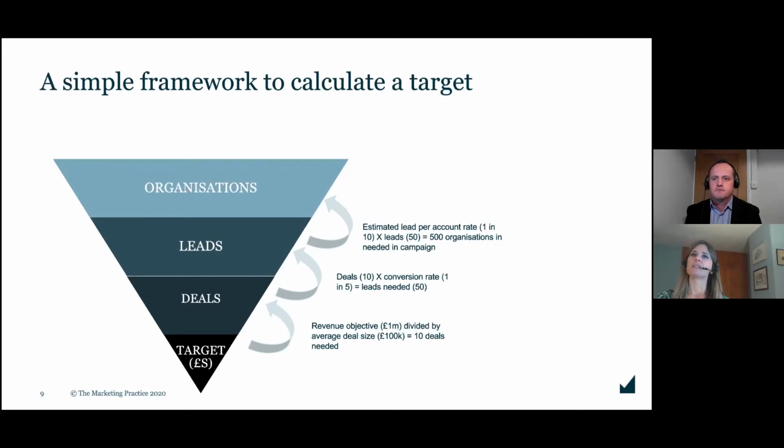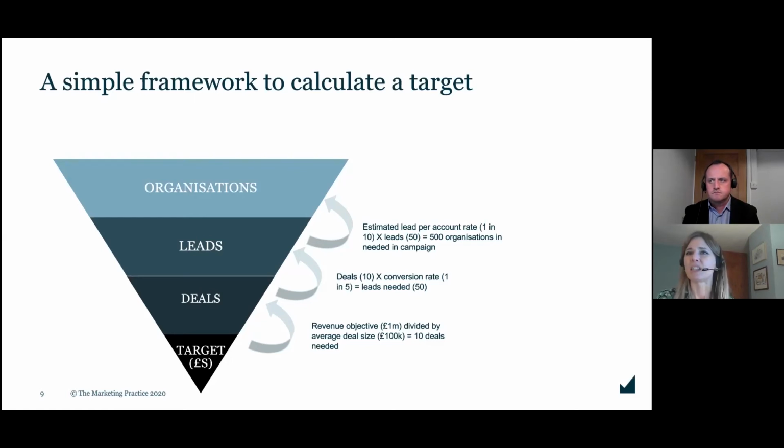So here's a straightforward framework that you could use to calculate a target. You can start from the bottom with this one and work up, or you can go top down. So, say at the bottom you've been given a revenue target of £1 million. First of all, you're going to need to work out, or hopefully you might already know, what your average deal size is, so that you can work out how many deals you'll need to get that £1 million. So let's say average deal size is 100K, you're going to need 10 deals.